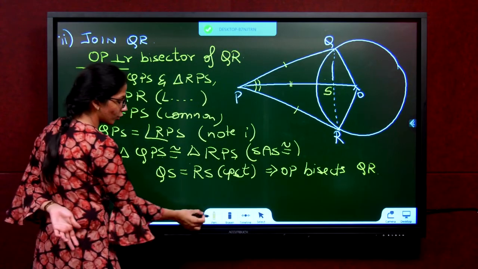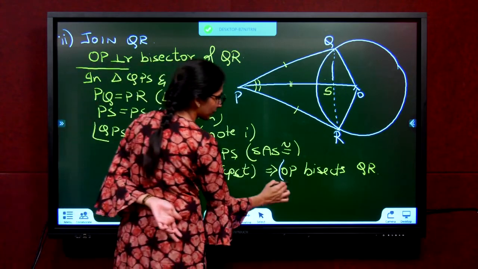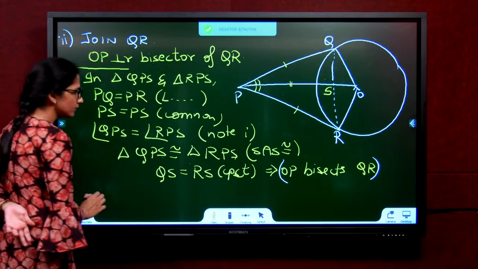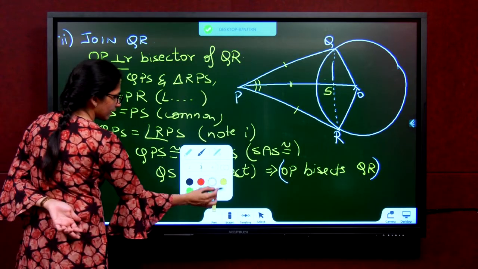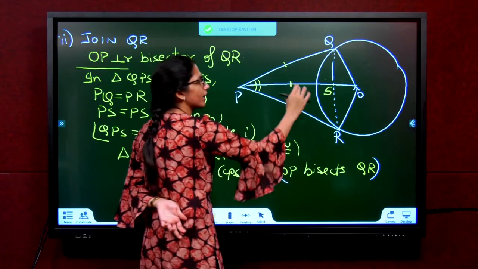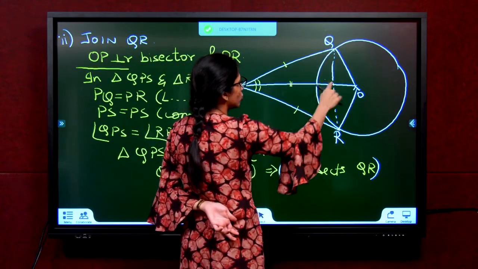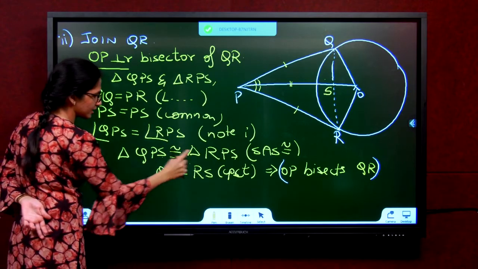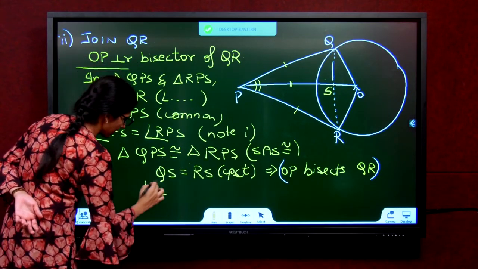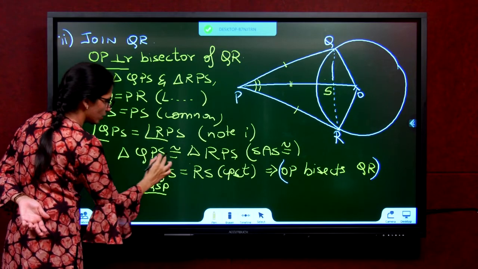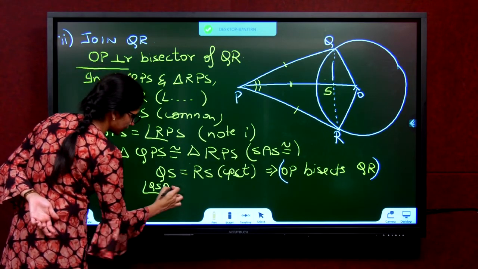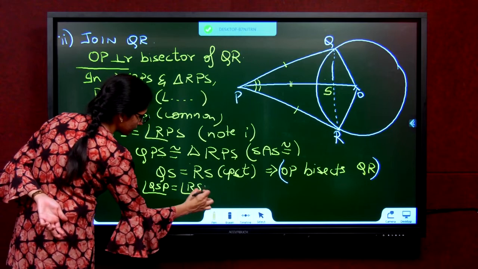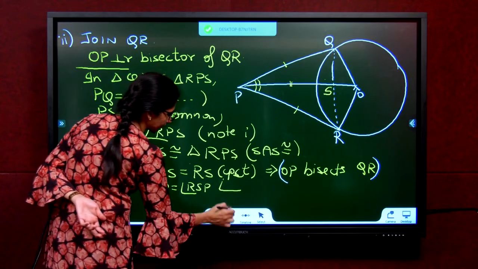But we have not yet told whether it's perpendicular. Now we will prove how it is perpendicular. Carefully see. This triangle is congruent to this triangle. Can I say QSP is equal to RSP? Yes. Angle QSP is equal to angle RSP. Why? Same thing, CPCT.